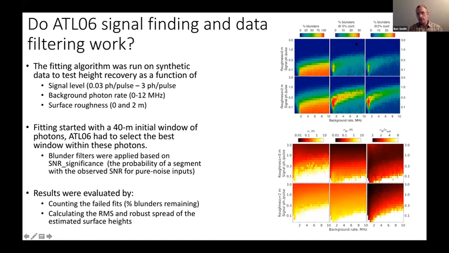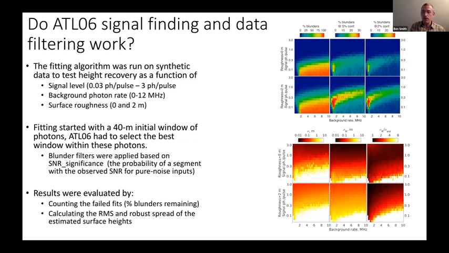If we used a parameter that assumed we wanted less than 5% blunders, we could get down to less than 5% blunders. If we specified a flag that got us down to 2% blunders, we could get down to the number of blunders we expected. So we were able to use our filtering flags successfully in the simulation to eliminate most of the blunders, but for weak signals and for large roughness, there's still some that's somewhat inevitable.